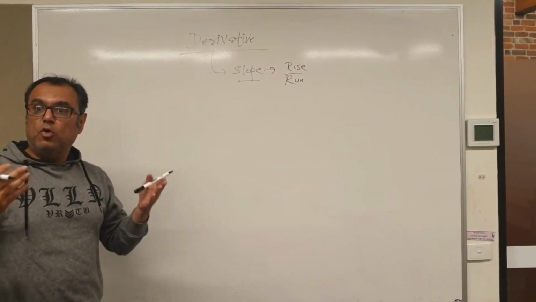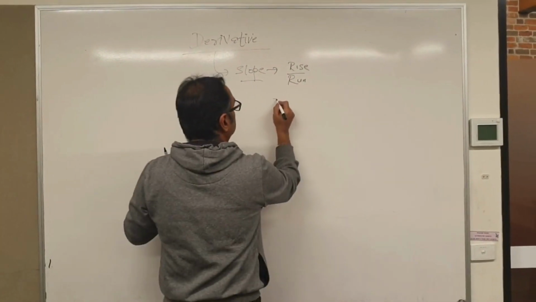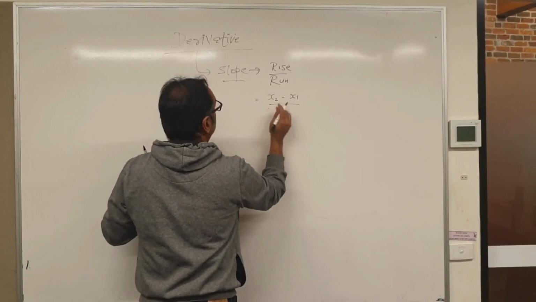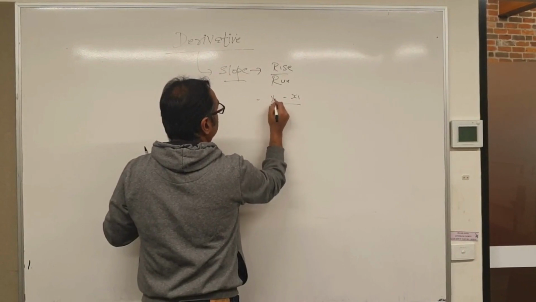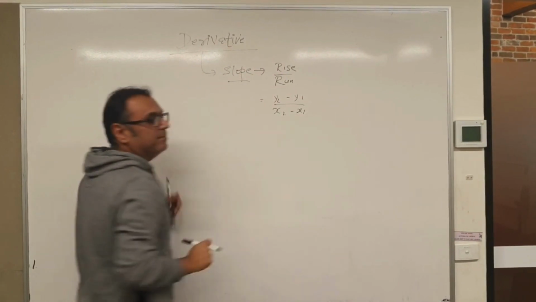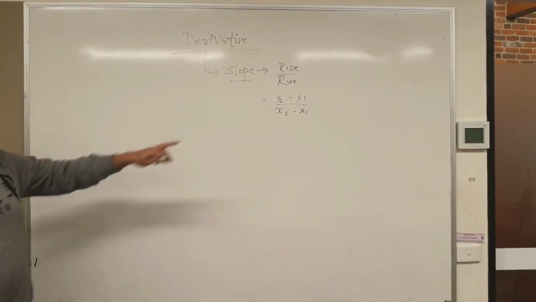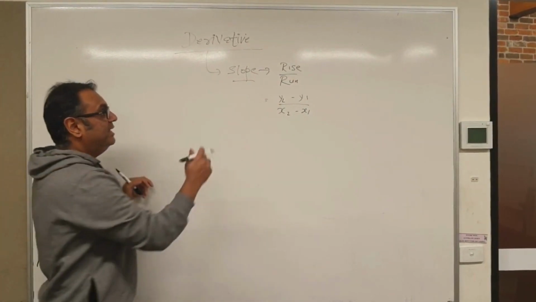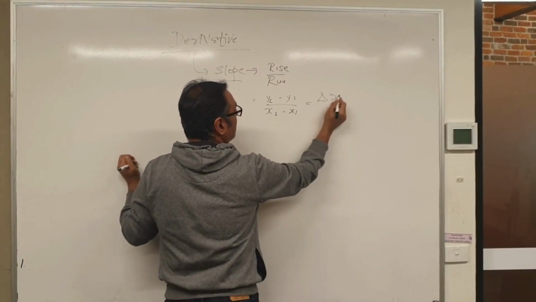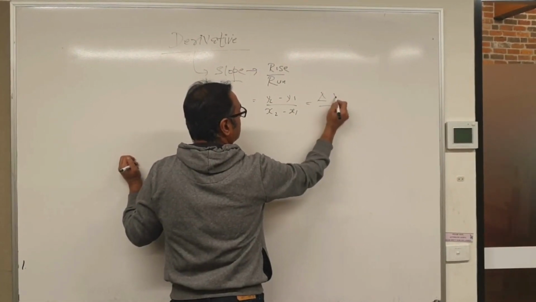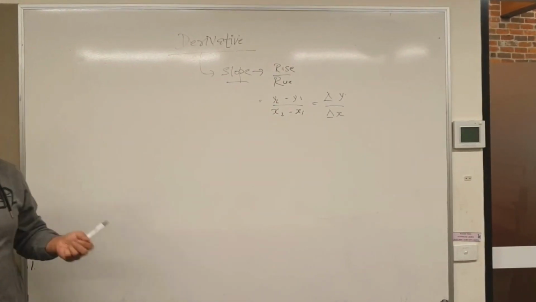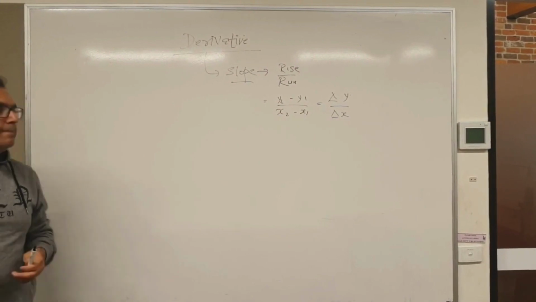Change in y over change in x. So can I say change in y, y2 minus y1, over change in x, x2 minus x1. Rise over run. And in the world of calculus, I call y2 minus y1 delta y, over delta x. Delta is the change. Yes?